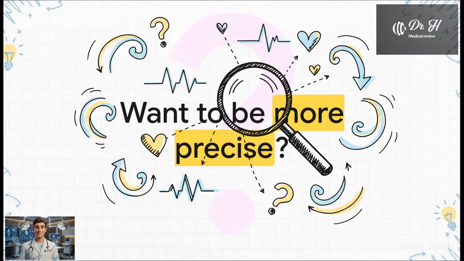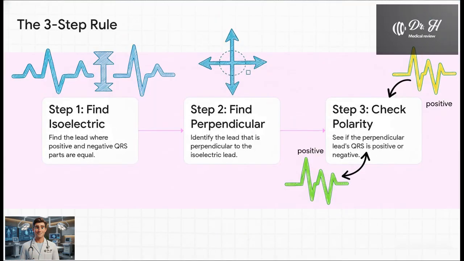Welcome to the Isoelectric Method. This technique feels a little bit like detective work, and it's remarkably accurate. It all boils down to a simple 3-step rule. First, we find the isoelectric lead. Second, we find the lead that's perpendicular to it. And third, we check the polarity, is it positive or negative, to get our final answer.